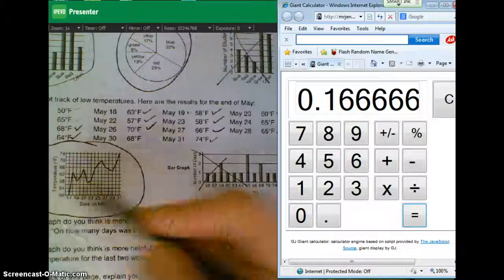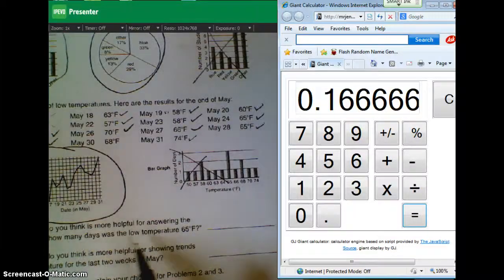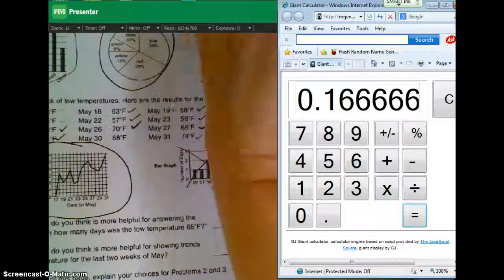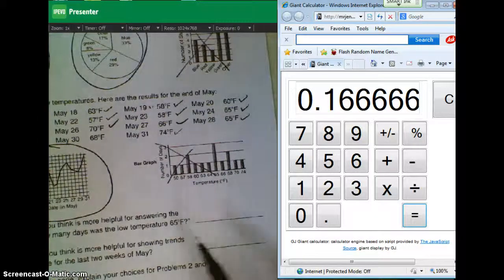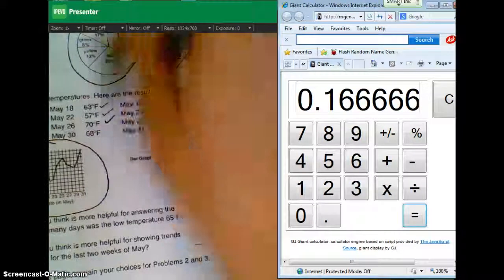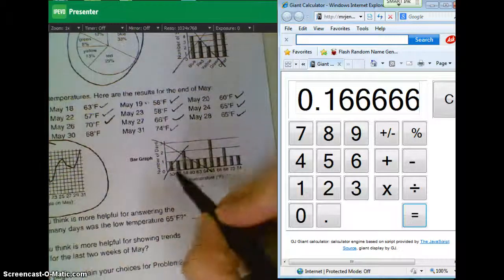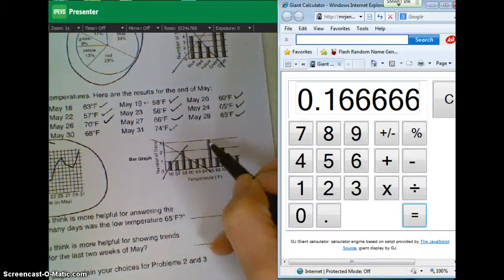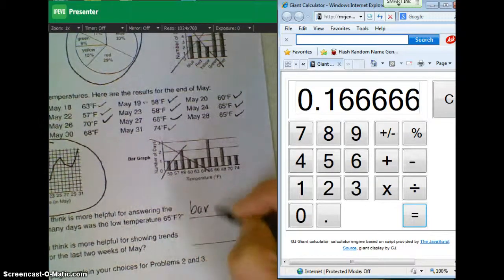But all right, which graph do you think is more helpful for answering the question? On how many days was the low temperature 65 degrees Fahrenheit? Well, these aren't going to be helpful to us at all. So in that case, well, it did ask on how many days. You know, I'm starting to wonder if these two go together at all. Anyway, on how many days was the low temperature? That's right here, the low temperature of 65. We can find it exactly. It was 3 days. So I think the bar graph's going to be a little bit more helpful here.